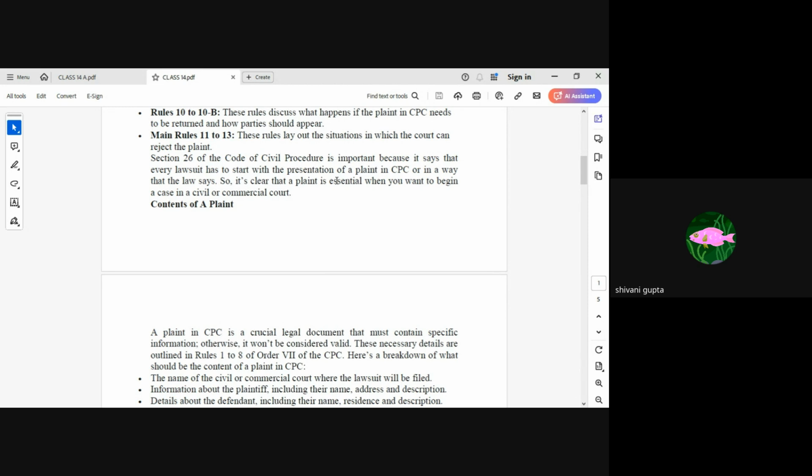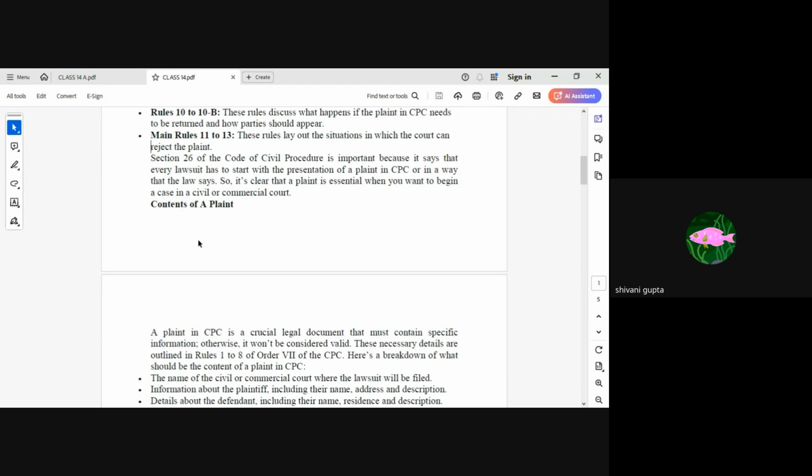Now comes Section 26 of the Civil Procedure Code, which is also important. Why? Because it says that every lawsuit has to start with the presentation of the plaint. As we already know, the lawsuit starts with the presentation of the plaint. So the plaint is very essential when you start a case in the civil court.